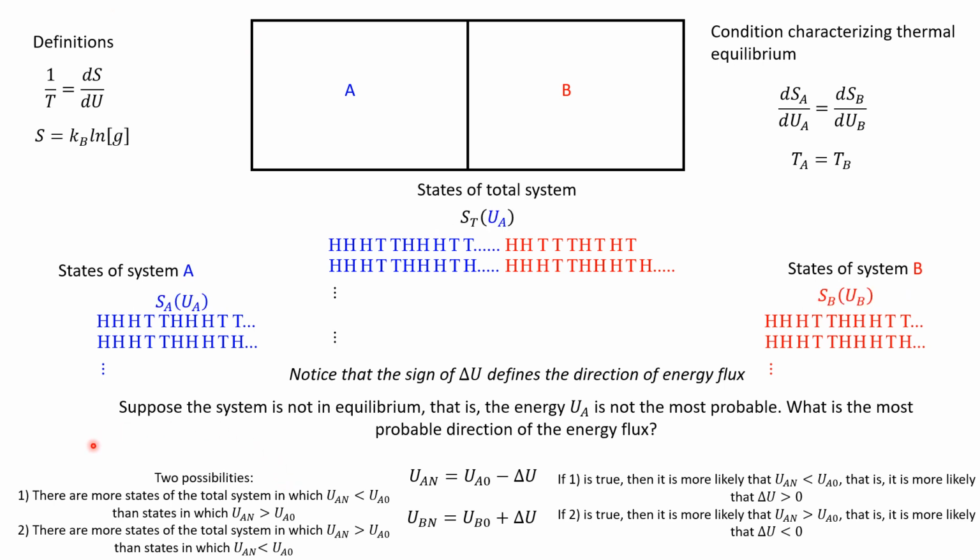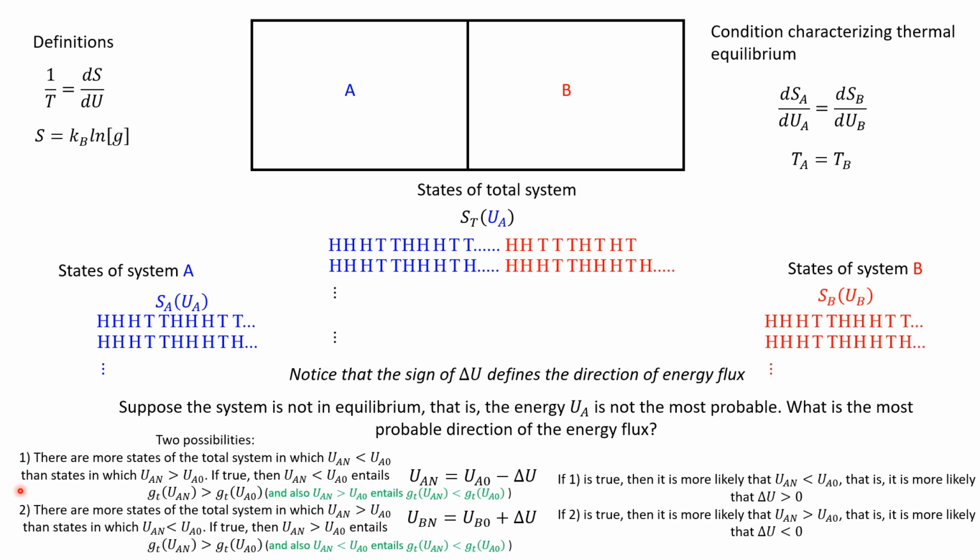Okay, so we have concluded that to find the most probable direction of the energy flux, in other words, to find the most probable sign of delta U, we need to identify which one of these two possibilities turns out to be true. Now, to identify which one is true, we need to inspect the multiplicity, because the multiplicity is the number of states having a given energy, having a given property.